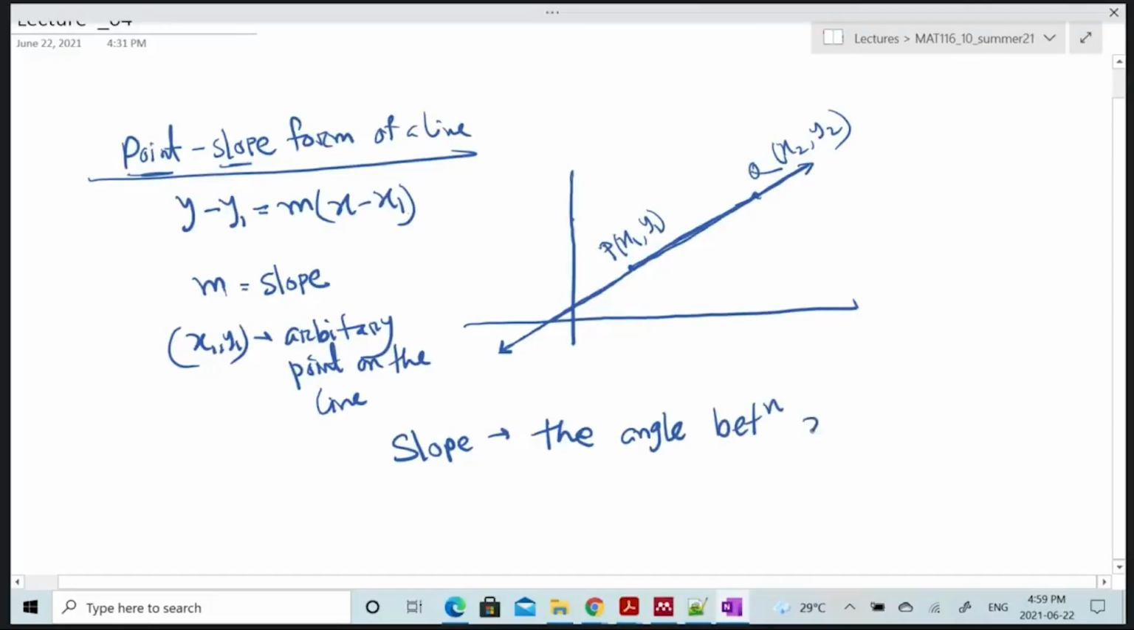between x-axis and the given line. So the line we are basically trying to find out, if that line makes an angle with x-axis, that angle is basically called our slope.